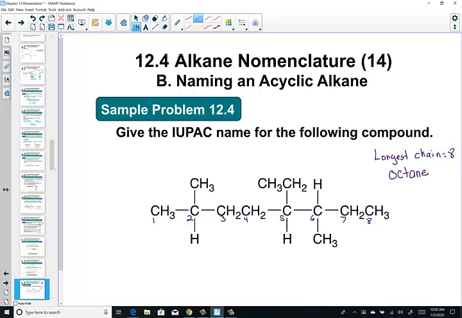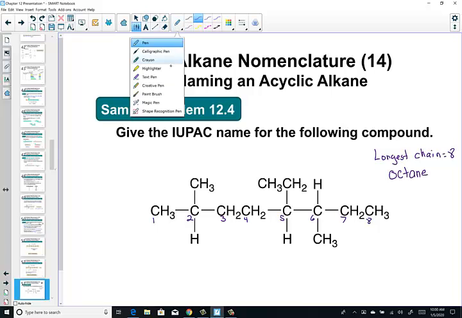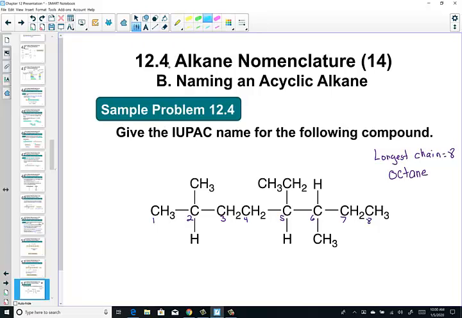Now, we want to start figuring out the substituent branches. Where do we see branching occur? So I see a branch here, a CH3 group. I see a branch here, CH2, CH3, and I see another branch down here at carbon 6, CH3.